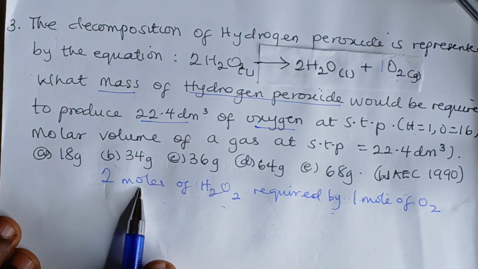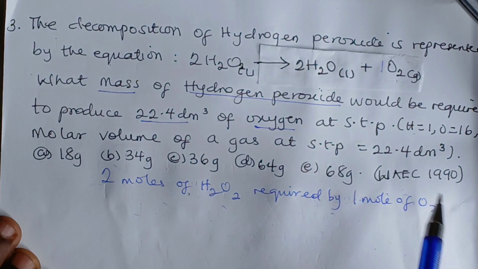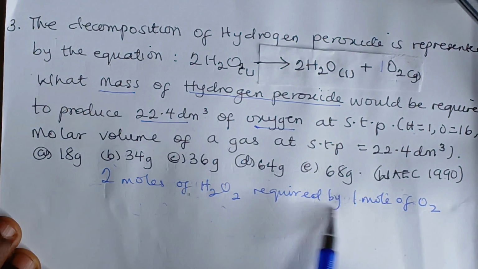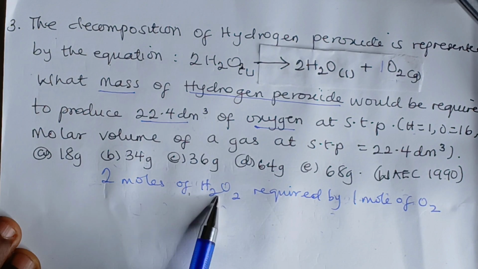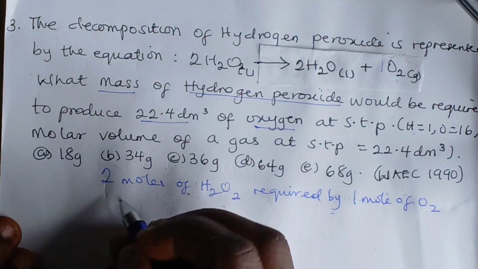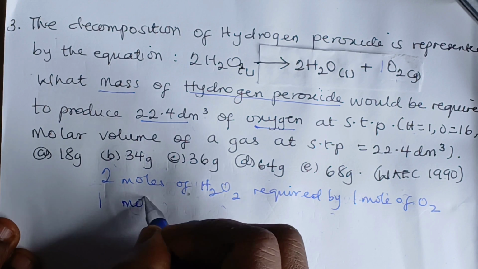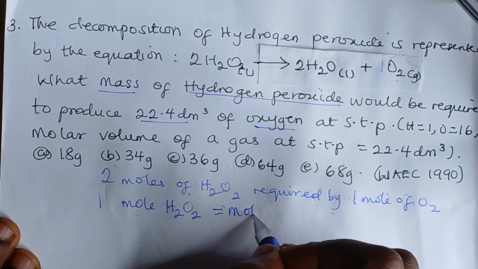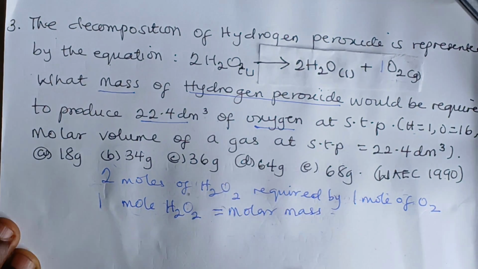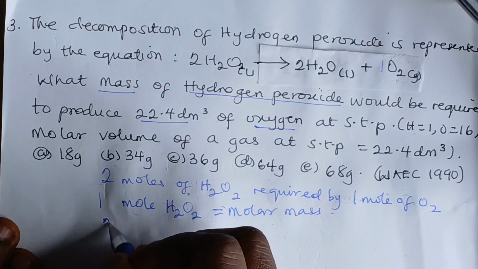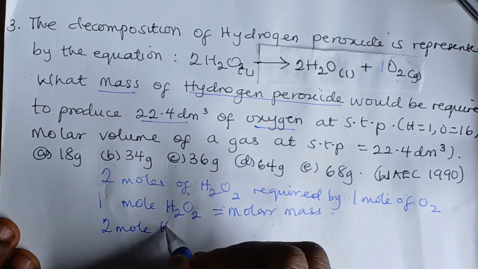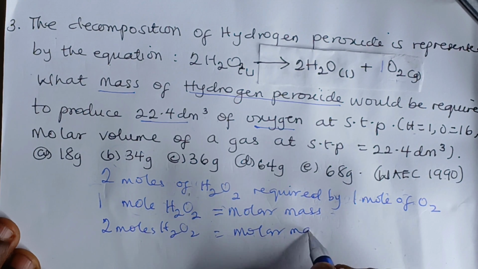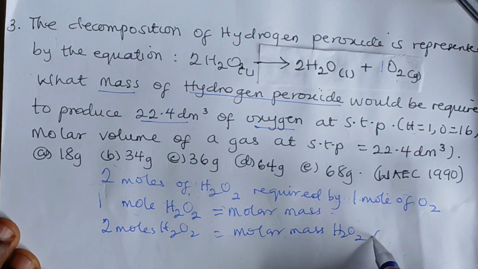So we need to look for a way of converting moles to mass. And for oxygen, they are asking for volume of oxygen. So we'll convert this mole of oxygen to volume. So 2 moles of hydrogen peroxide in mass means that, and you know, I said that 1 mole of a compound, or hydrogen peroxide, is its molar mass. So 2 moles of hydrogen peroxide is the molar mass of hydrogen peroxide multiplied by 2.